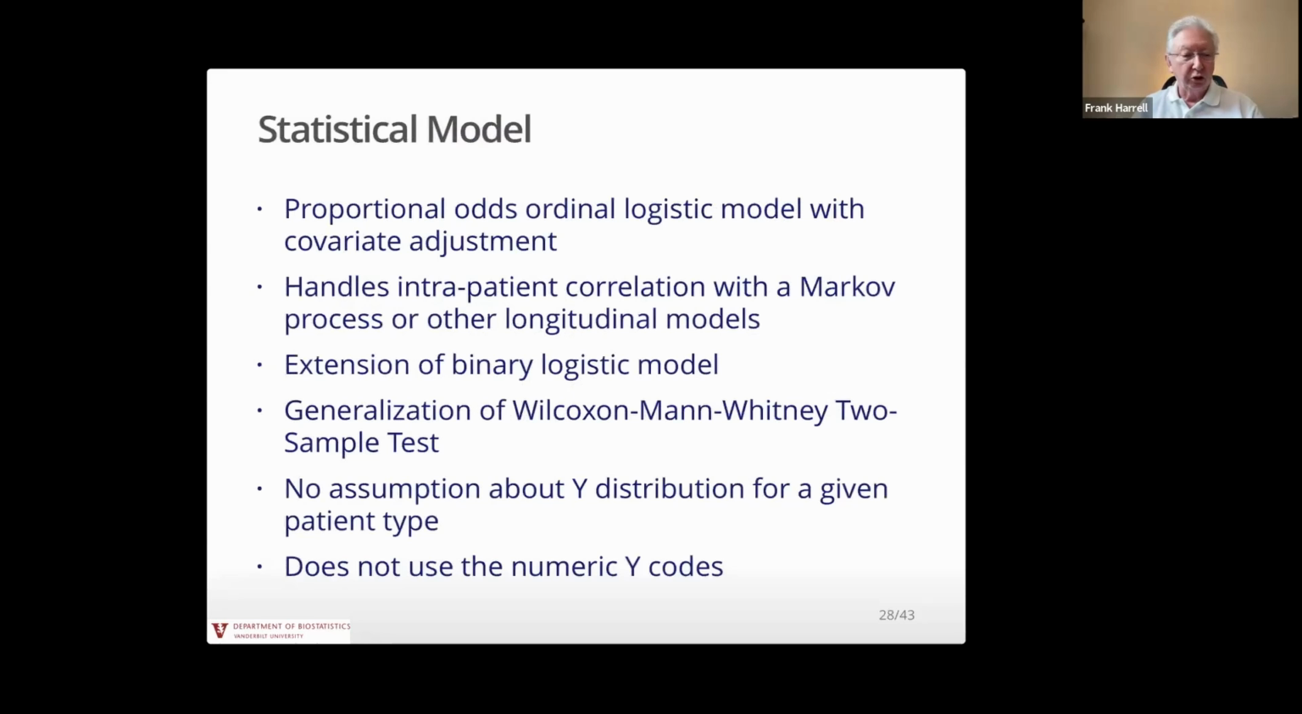So this statistical model that would be one way to analyze this is a proportional odds model with covariate adjustment. It handles intra-patient correlation with a very simple Markov process. You can do it other ways. This extends a binary logistic model, and it's a complete generalization of the Wilcoxon 2-sample test. And so if you like the Wilcoxon test for judging which group of patients is doing better, you have to like this method, which gives you exactly the Wilcoxon test as a special case. It doesn't assume anything about the Y distribution, and it doesn't use the numeric codes of the Y. It just uses the ordering.